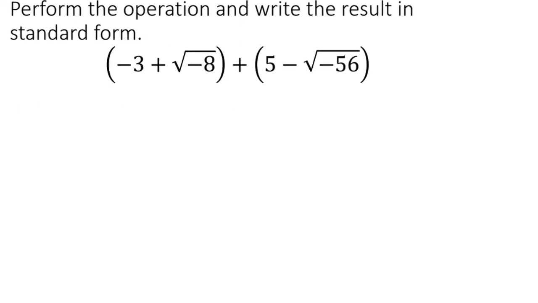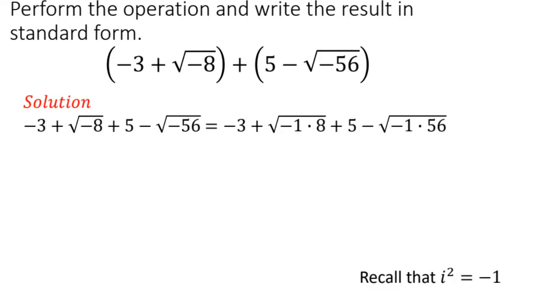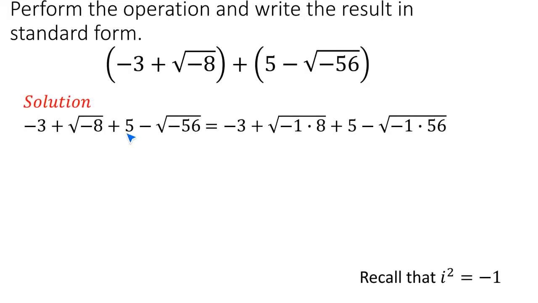All right, so we added and we multiplied, okay? So now we have a different situation here, right? So we have -3 plus the square root of -8 plus 5 minus the square root of -56. So what you want to do first is deal with these negatives inside of the square roots, right?